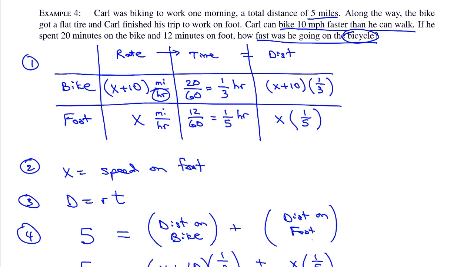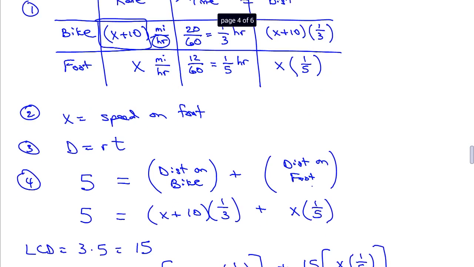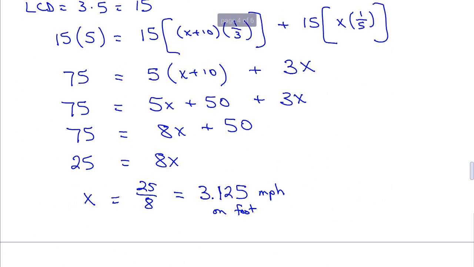That would be x plus 10. So we take our result and we add 10. So it's 3.125 plus 10, which is 13.125. Don't forget your units, miles per hour.